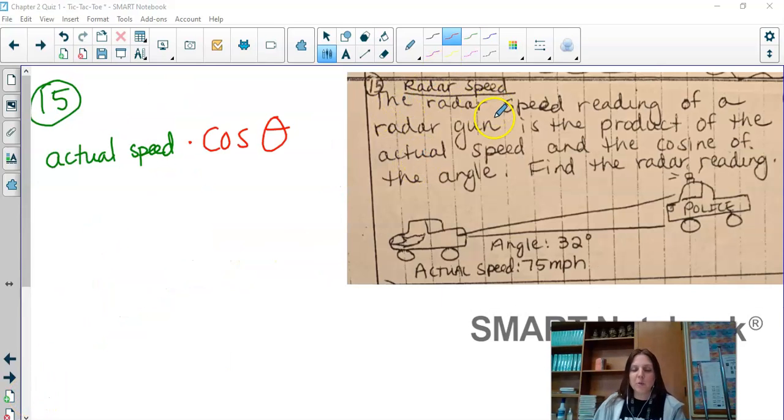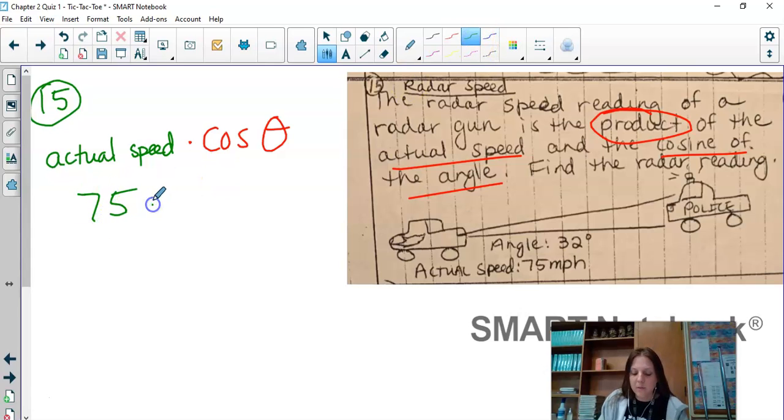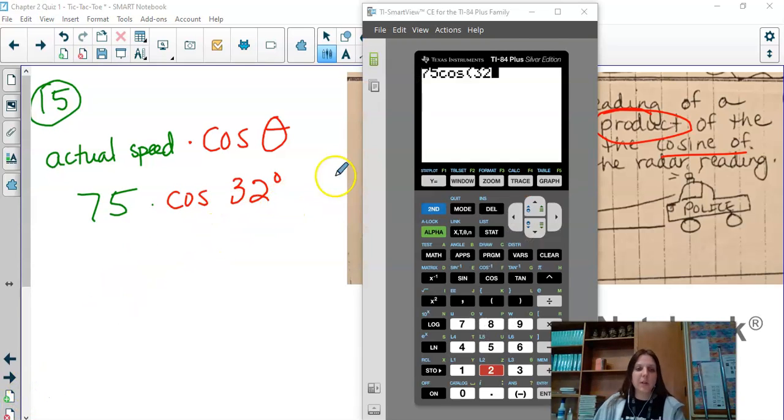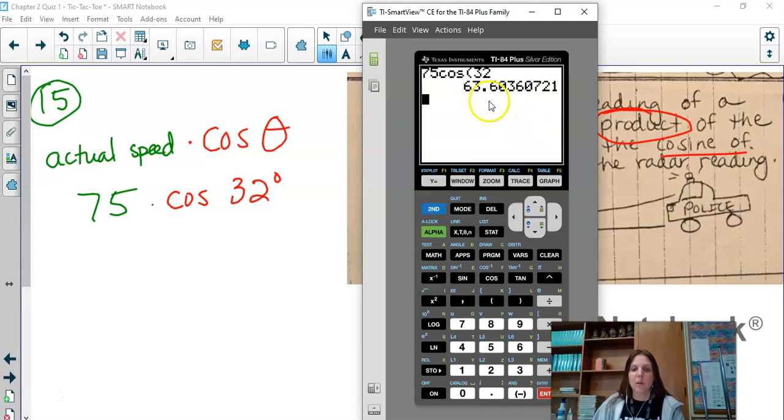This is another radar speed question. The radar speed is given by the product, which means multiplying the actual speed and the cosine of the angle. Okay, so this car is going 75 miles an hour, and it has an angle of 32 degrees. When you type this into your calculator, make sure you put the cosine in there. That's absolutely needed. And then let's round this to the 10th place. These will be multiple choice questions, so it will help you with knowing where to round. So 63.6 miles per hour.